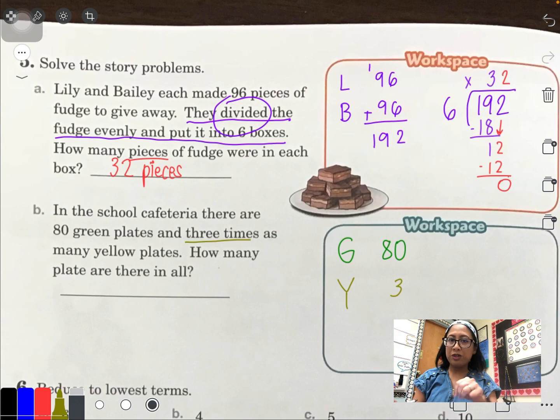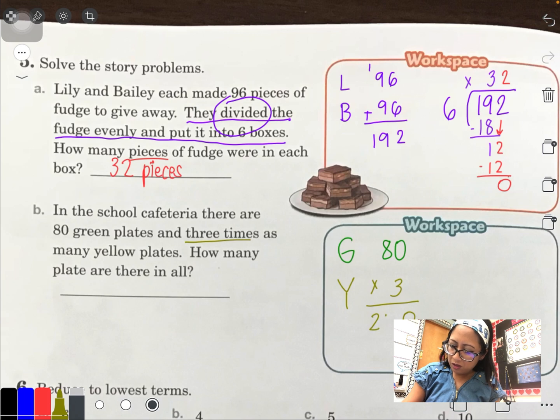So, I'm going to multiply 3 times 80. 3 times 80, so 0 times 3 is 0. 3 times 8, 3, 6, 9, 12, 15, 18, 21, 24. So that's 8. Oh, that's a lot more yellow plates. Yellow wins. So there are 80 green plates and 240 yellow plates.